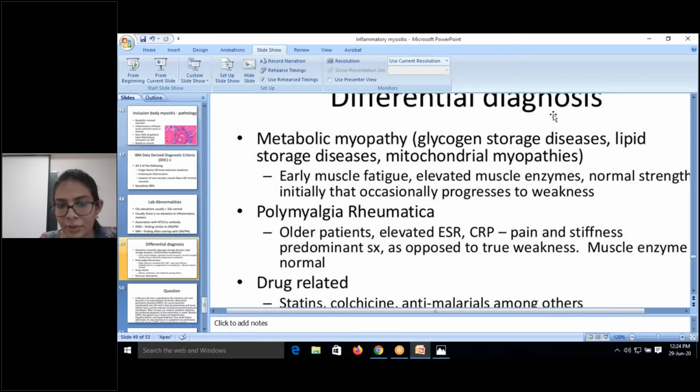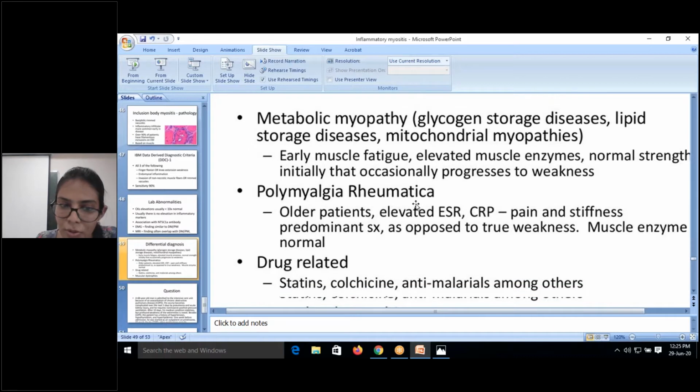Then differential diagnosis. Whenever you are seeing myopathy in a patient less than 50 years, 20 to 50 years, when you are thinking polymyositis, always first try to rule out metabolic myopathy. Maybe glycogen storage disease, lipid storage disease, mitochondrial myopathy. These all should be ruled out. Early muscle fatigability and elevated muscle enzymes can be seen. Normal strength can be seen in the initial stage, which can progress to weakness later.